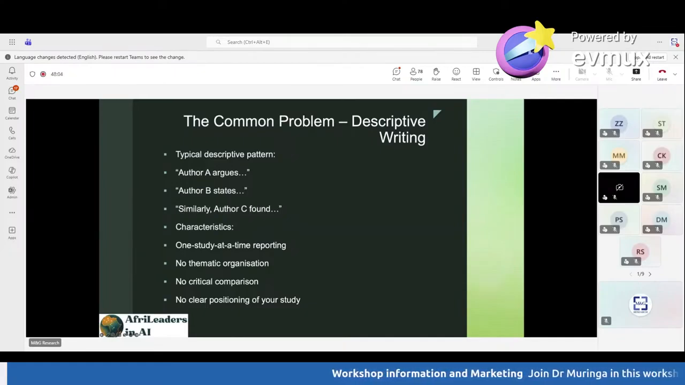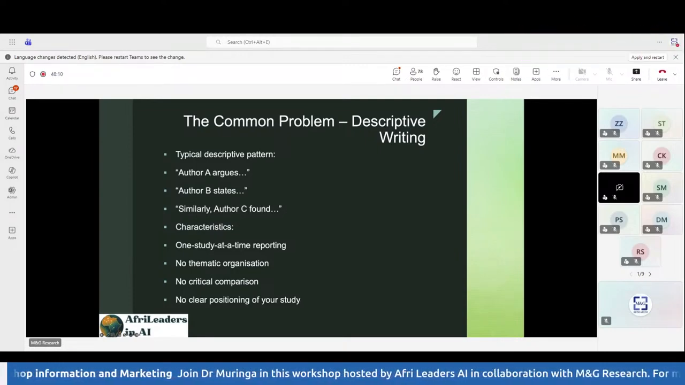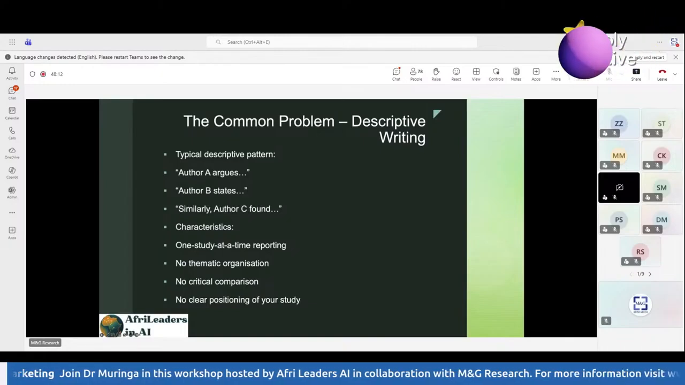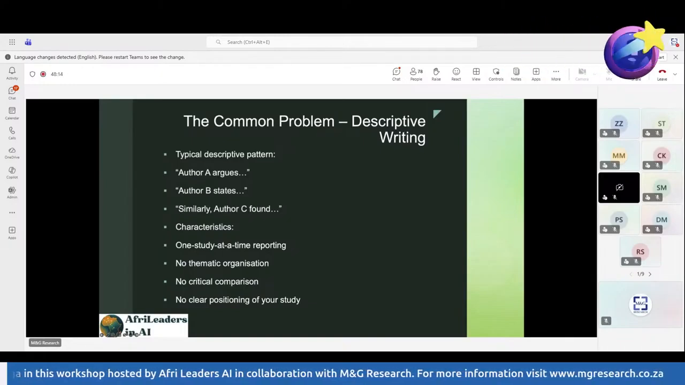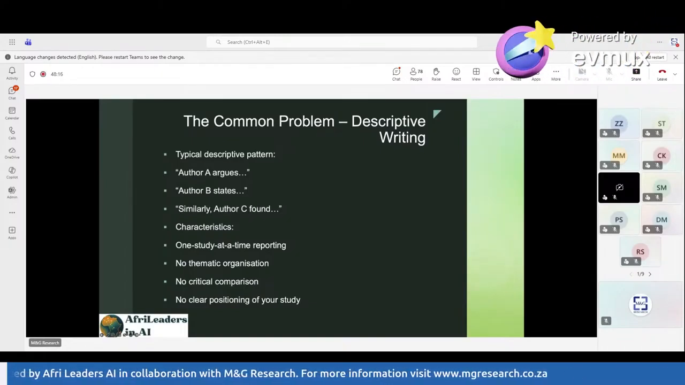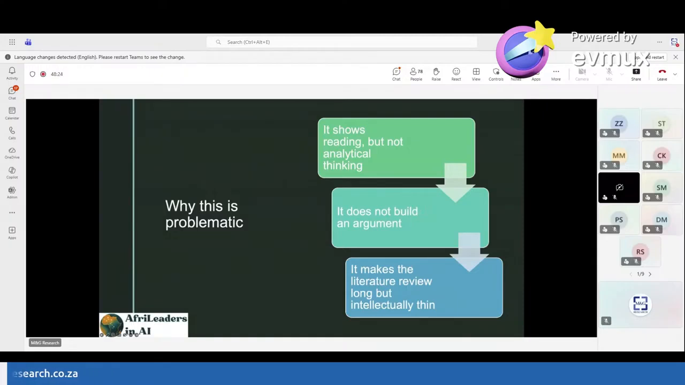But where the shortfall is that we are being presented with a mere description of studies that is devoid of critical comparison, devoid of thematic organization. And that's a shortfall. I mean, people are passing, but you struggle if you meet a different reviewer or examiner.